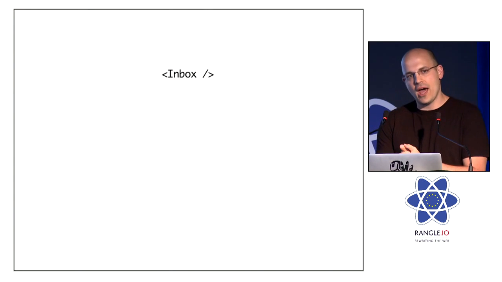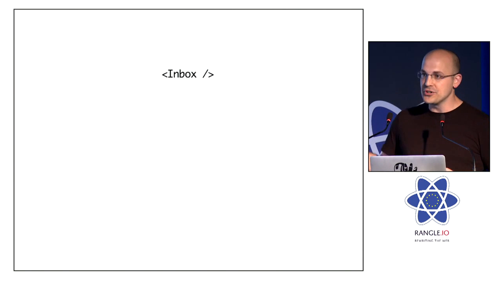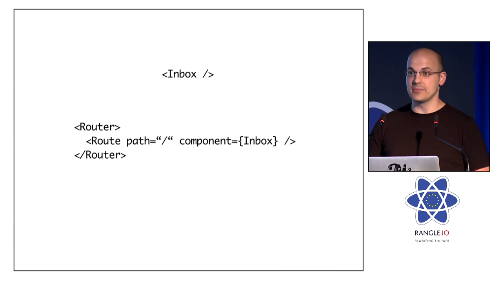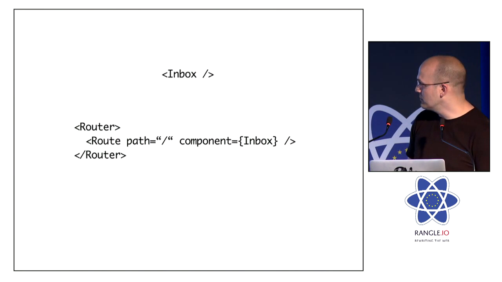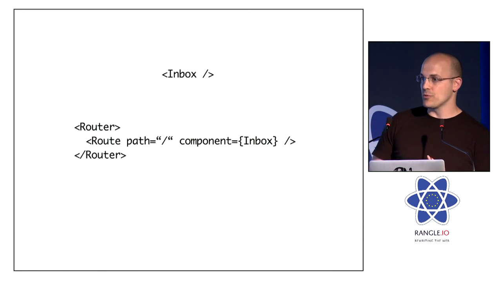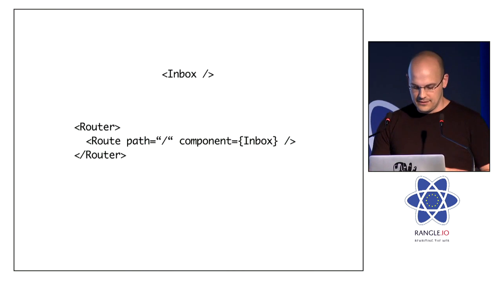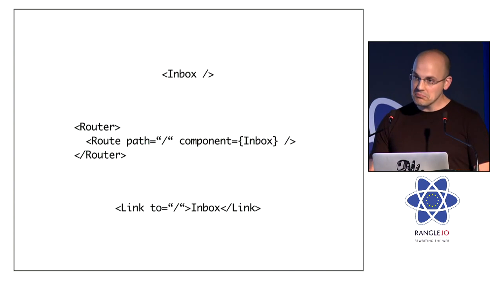So let's say you have a React component. We all know what these look like. Say it's your inbox component, and you want it to render when somebody hits the slash on your website. So in the router, you wrap it in a route and give it a path attribute. Now you can link to it just by linking to the slash. Pretty basic, right?